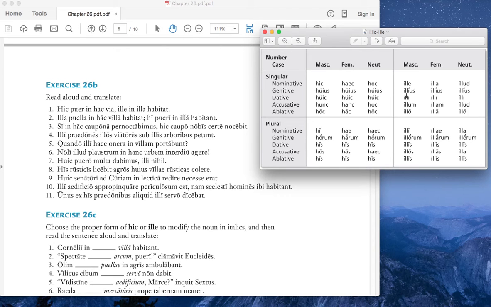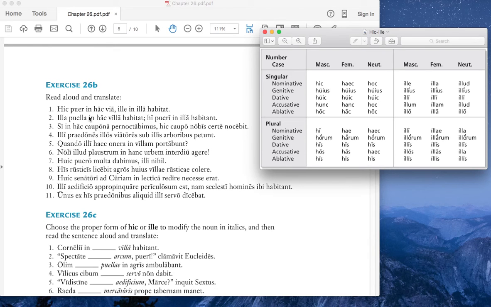So illa, again, this side of the chart is the that words. That girl lives in this villa. These boys live in that, meaning that villa here. So all you have to understand is that these are going to work with nouns, and they have a gender, masculine, feminine, or neuter. Both of them do, both this side and that side. And they can all be in cases as well, depending on what case the noun that they're modifying is in.